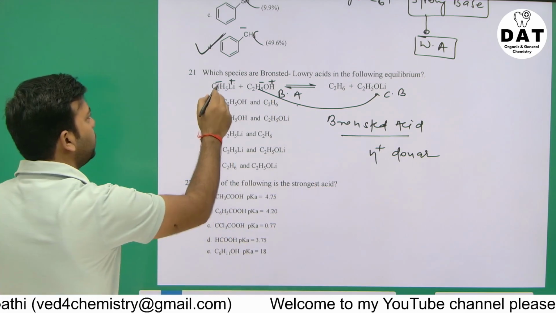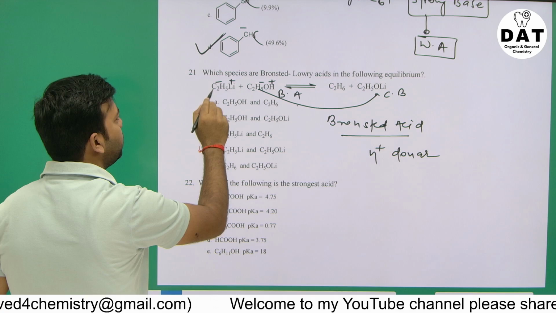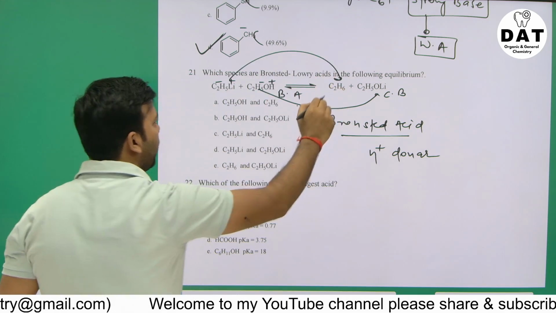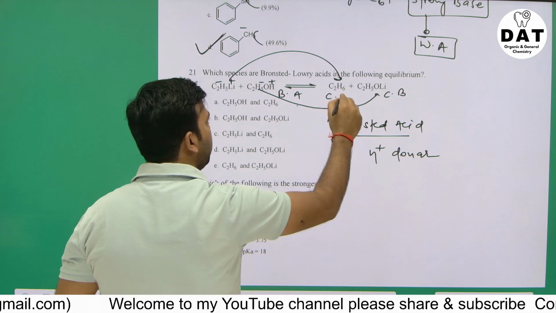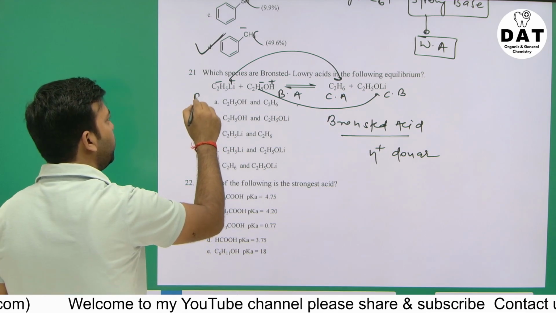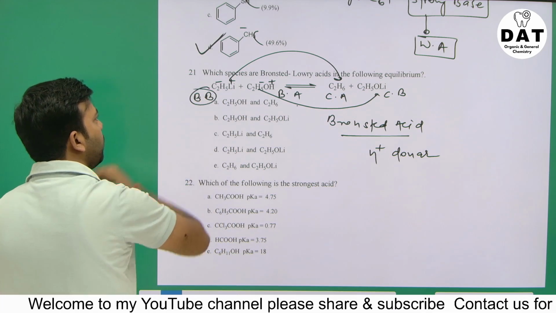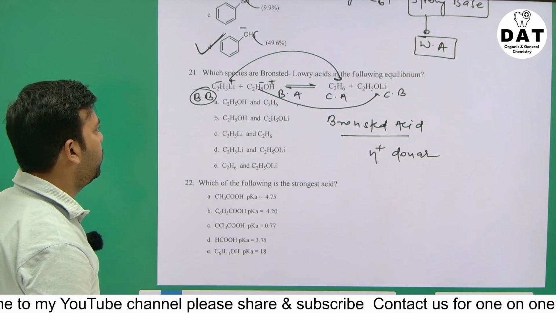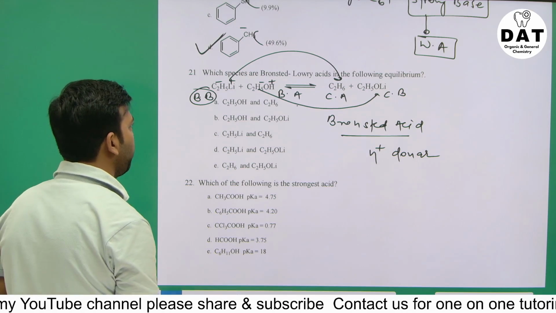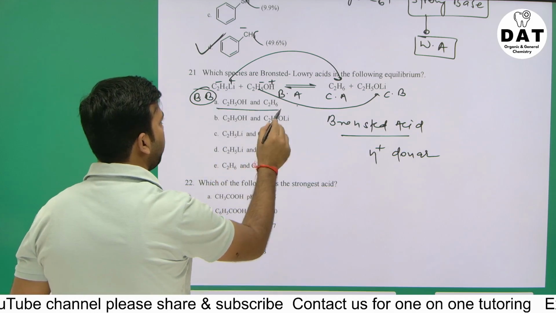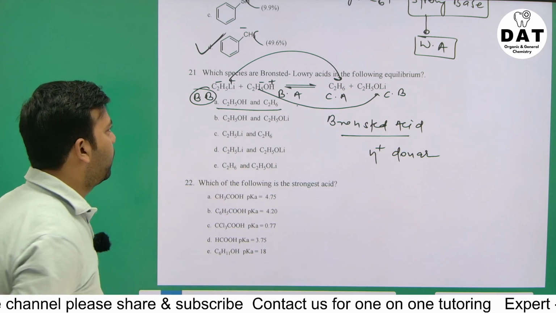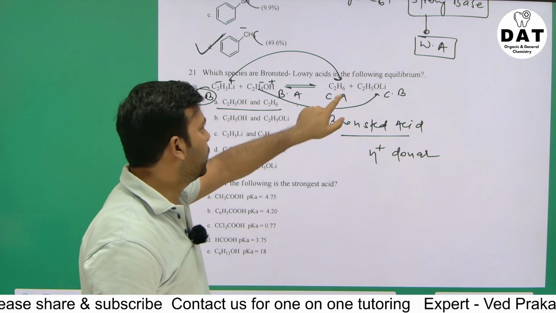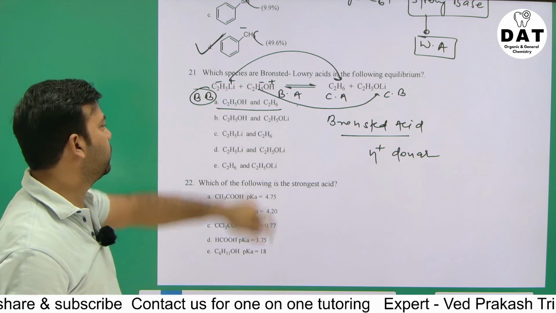Look at this one. There is less hydrogen here, C2H5, and this is C2H6. One extra hydrogen this side. So this is conjugate acid and this is my Bronsted base. So it is talking about acid. So acid is my what? C2H5OH and C2H6. Clear? Option number A. Makes sense? This is Bronsted acid, proton donor, and this is a conjugate acid. So it is talking about acids only.